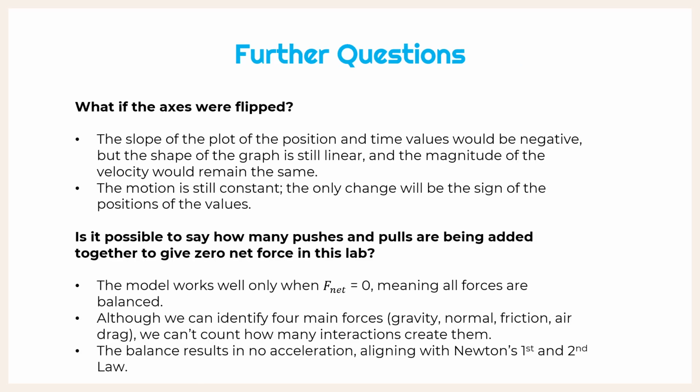If I flip the axis in Tracker from positive to negative, the velocity will become negative, but the magnitude and behavior will remain constant.